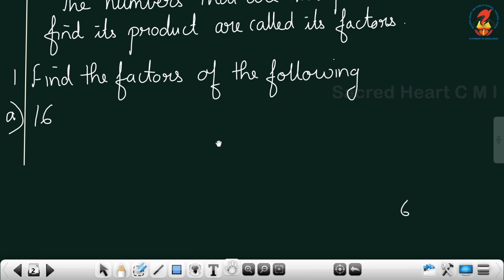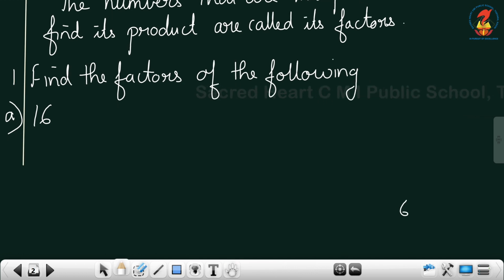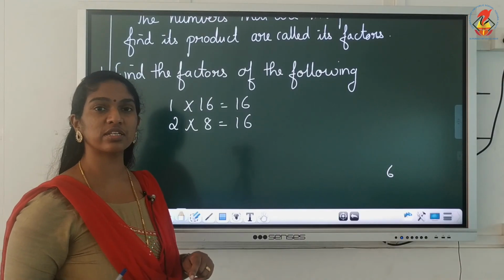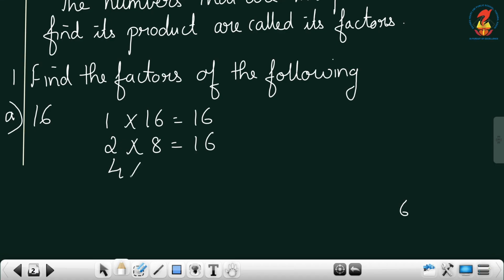Children, when you are finding the factors, you have to be very careful that you don't miss out any of the factors. So what we will do is, we will start from 1. 1's table, where do you get 16? We know 1 into 16 is equal to 16. Then you go to 2's table. 2 into 8 is equal to 16. Now you go to 3's table. Do you get 16? No. 4's table? Yes. 4 into 4 is equal to 16.